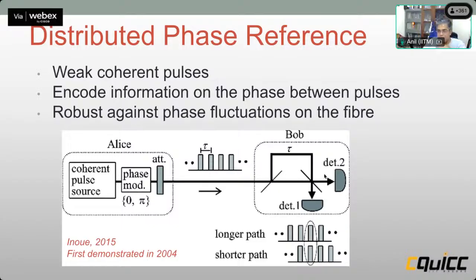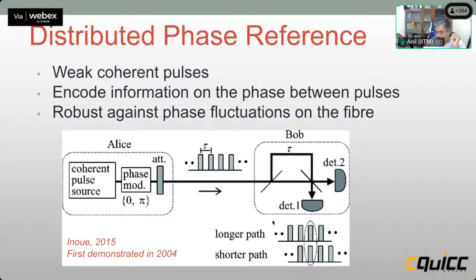At the receiver, we are going to delay each bit by the same time interval tau. So what happens is there is a longer path and a shorter path. Each bit is now getting interfered with the bit that is coming behind. So if this was time bin 2 and this is time bin 1, then time bin 2 and time bin 1 will interfere. Time bin 3 and 2 will interfere. 4 and 3 will interfere, and so on.